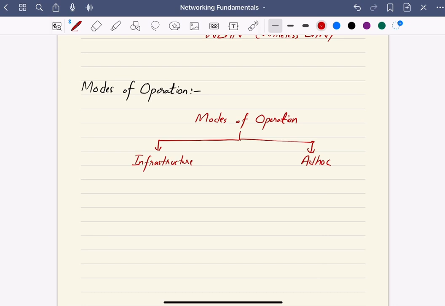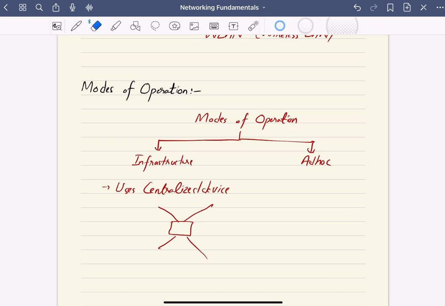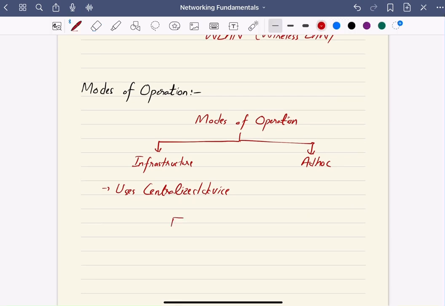Infrastructure is basically where we use a centralized device. For example, this is a hub or a switch and a couple of devices connected with it, wirelessly, of course. Let me draw this again like this. For example, we have an access point and a couple of devices connected with it, like the one which you use at your home.